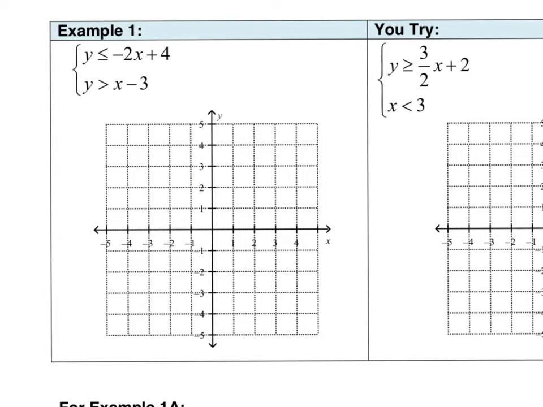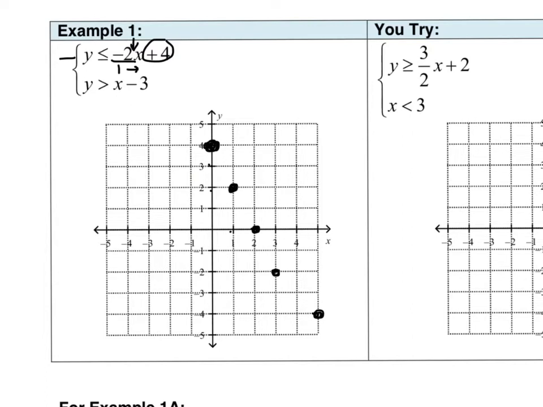So let's graph the first inequality right here. I'm going to start up 4 on the y-axis, and my slope will be -2 over 1. So down 2, forward 1. Down 2, forward 1. And I'm going to keep doing that all the way across the graph, like that.